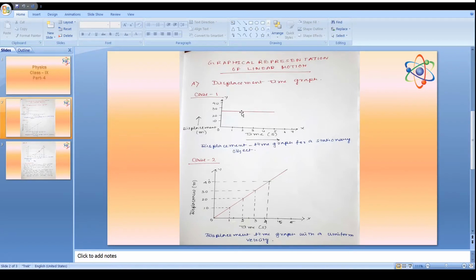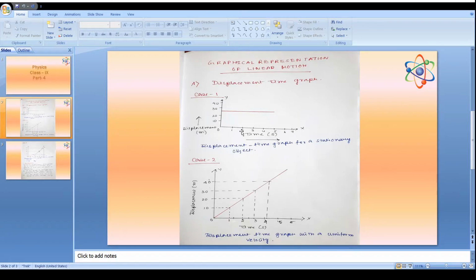Case 1. If the position of a body does not change with time, the body is said to be stationary, and the displacement as measured from the origin at all instants is the same. So the displacement time graph is a straight line parallel to the time axis.